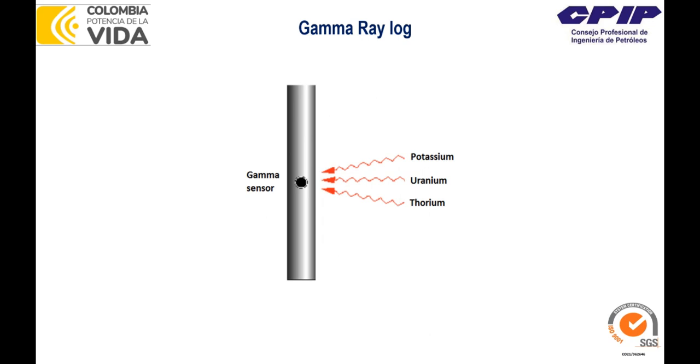It's important to know that some mud systems may contain potassium in the form of potassium chloride, and this will cause the gamma ray sensor to read higher, and it's quite difficult to adjust this sensor for the potassium. Some of the sensors cannot be corrected, but modern tools allow this correction of the gamma ray for the potassium in the mud.